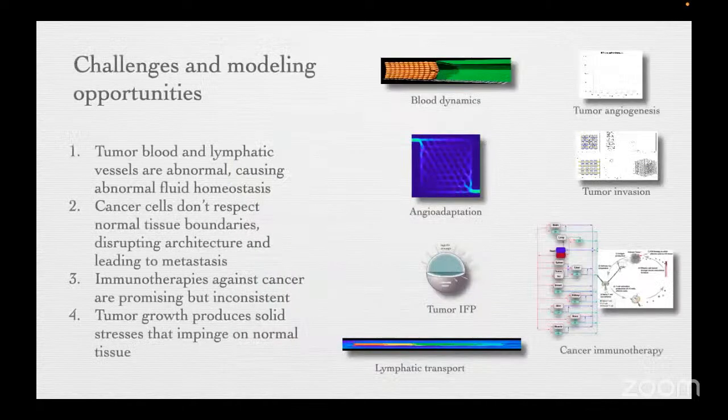So in the next 30 minutes or so, I'll talk about some of the challenges in the tumor microenvironment that we've identified and some of the models that we've developed to try to learn more about those processes or find strategies to overcome them. I'll first talk about this issue of fluid homeostasis. Then I'll talk about some models that we've done for cancer invasion and metastasis, and then immunotherapies, and I'll end with a short discussion about how we're measuring solid stresses in brain cancer patients.